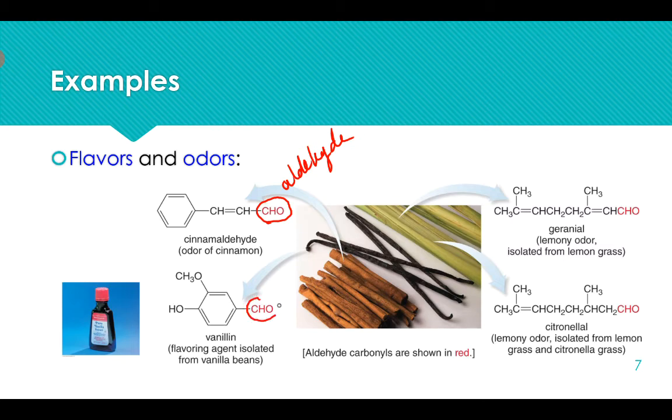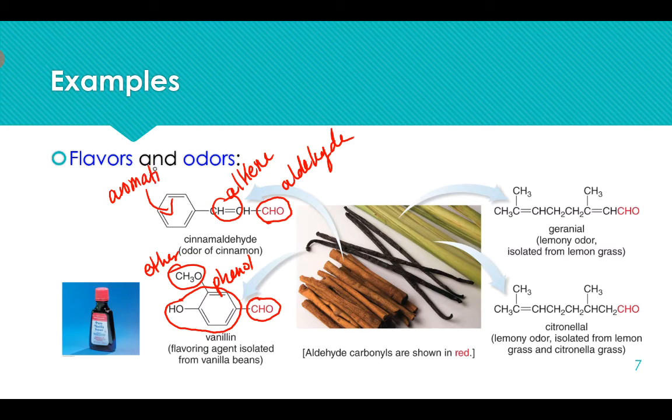Here we also have an aldehyde. This is in vanillin. Vanillin has a very strong vanilla-like odor, and so artificial vanilla contains a lot of vanillin. Here you also have a phenol functional group and an ether. I'm just going to label a lot of functional groups. And then aldehyde.